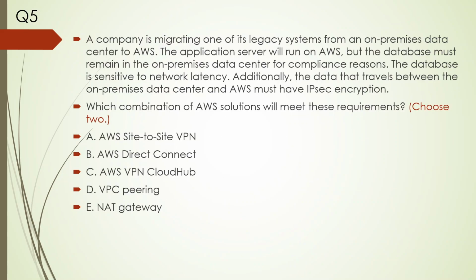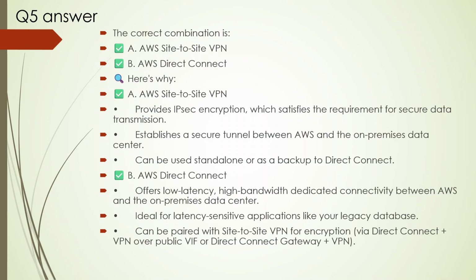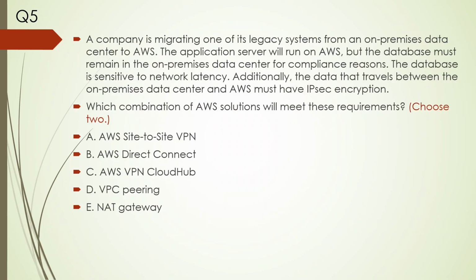Question number 5. You need to choose two. These are the requirements. A company is migrating one of its legacy systems from an on-premise data center to AWS. The application server will run on AWS, but the database must remain in an on-premise data center for compliance reasons. The database is sensitive to network latency.